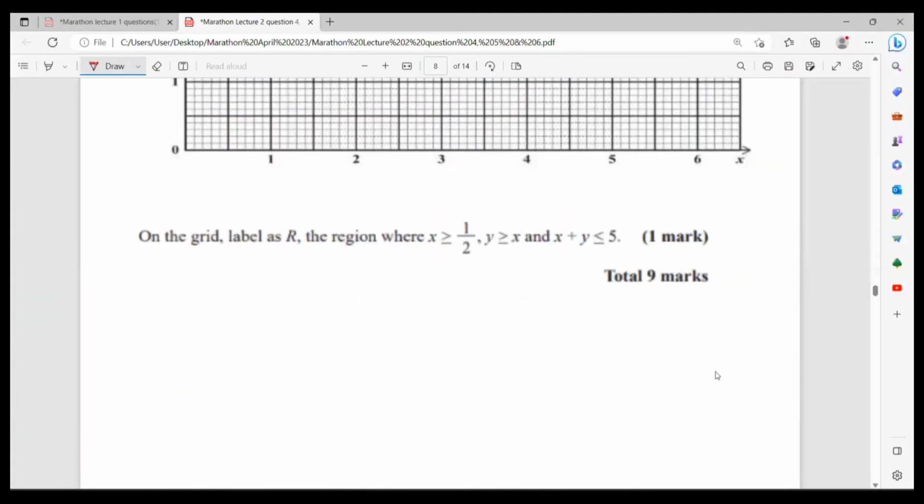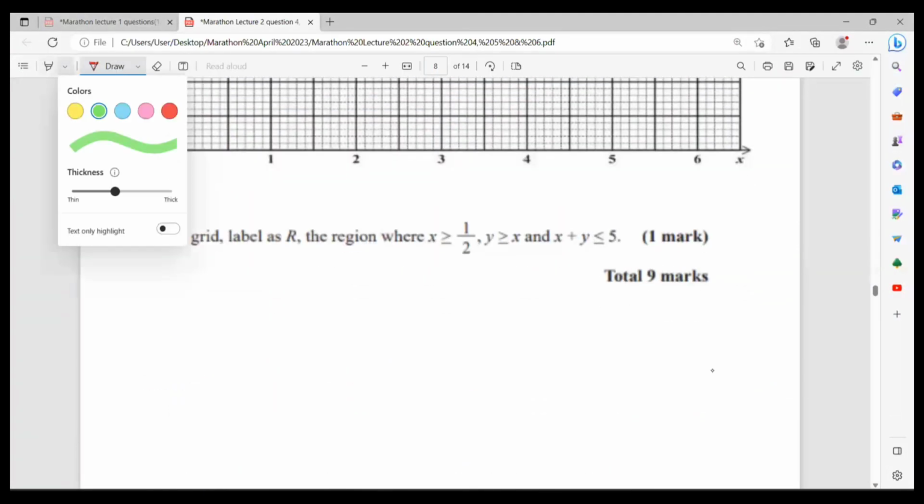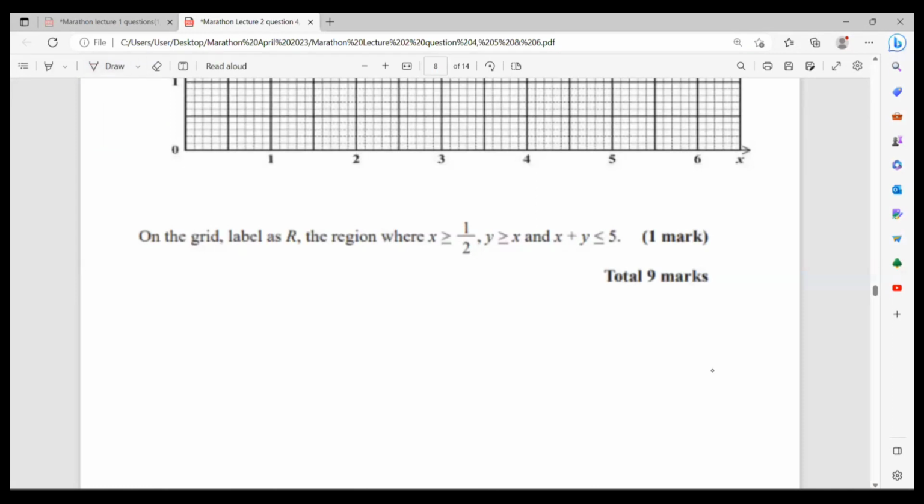Let's see what they're asking now. Watch this. You're going to have to pay attention now. This is called linear programming, where you can use the lines to respond to certain things. It says on the grid, label as R the region where this and this all agree. Now, where is this one coming from? Let me write it for you. Let me write on this first and then I'll go back.